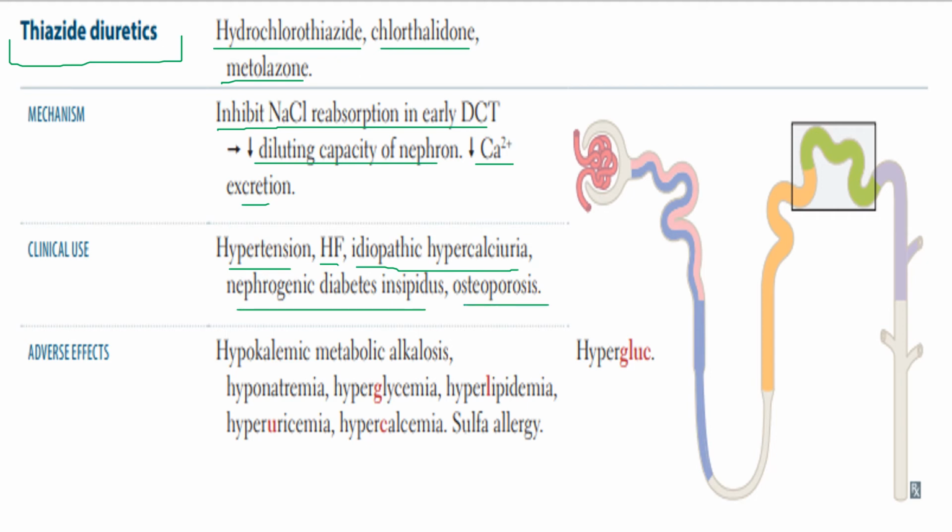Its adverse effects are hypokalemic metabolic alkalosis, hyponatremia, hyperglycemia, hyperlipidemia, hyperuricemia, hypercalcemia, and sulfur allergy.